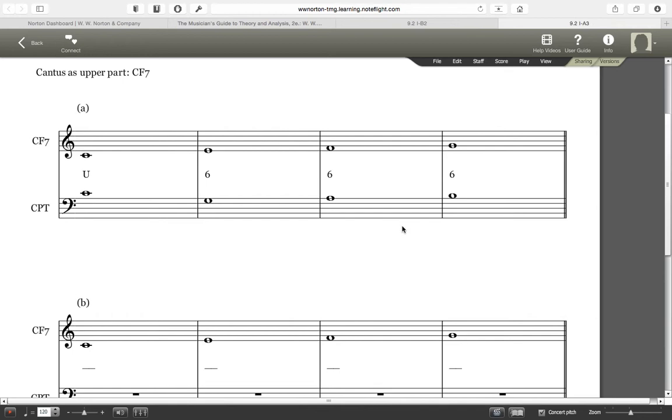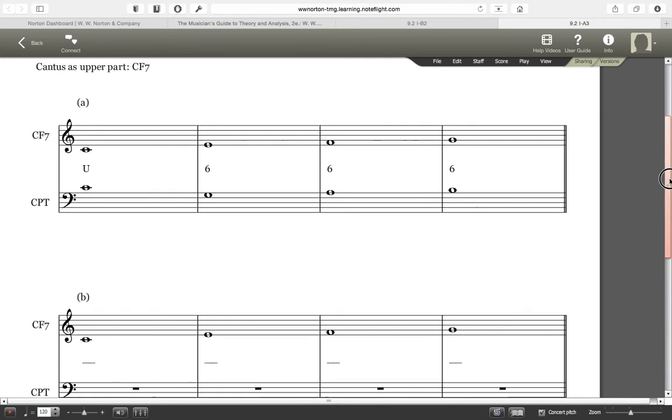And I can hear the different lines. I do have some independence. Obviously we start on a unison, so there's no real independence there. But that's what you want for the first measure. So this will work. And let's try the next one.